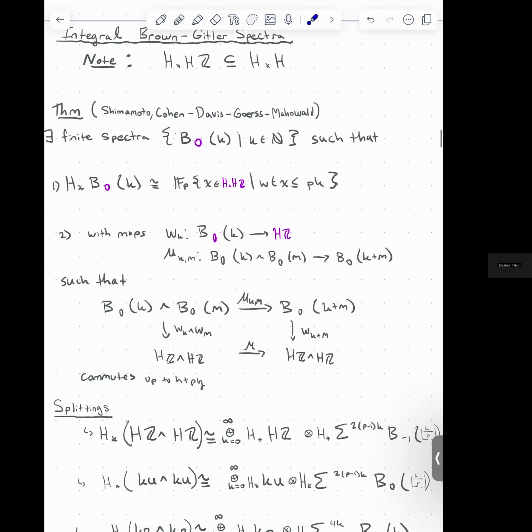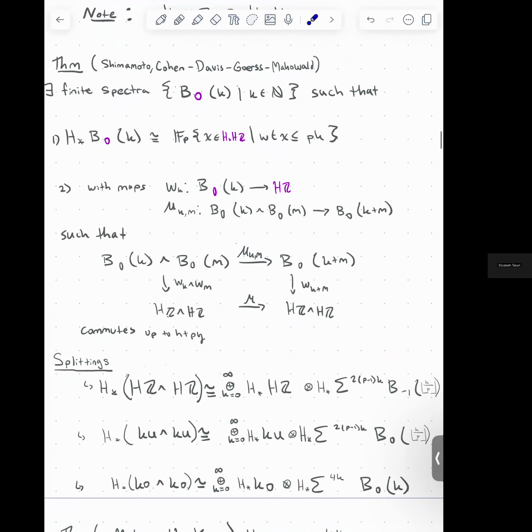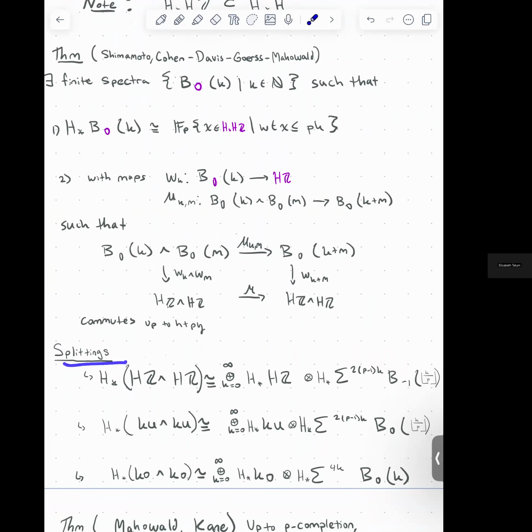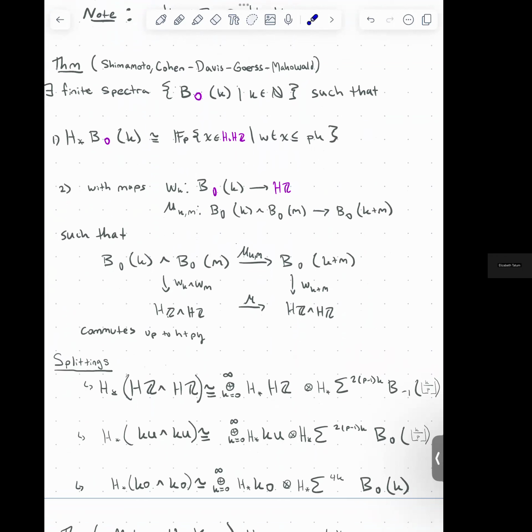Okay, so now to tie this back in with the splittings that we were interested in, it's pretty straightforward to show that on the level of homology, HC smash HC is isomorphic to H star HC tensored with the homology of the appropriate Brown-Gitler spectra, suspended and summed up. So on the level of homology, this is the kind of splitting you're looking for, because you're saying that HC smash HC is like HC tensored with this finite spectrum. And then likewise for KU smash KU.